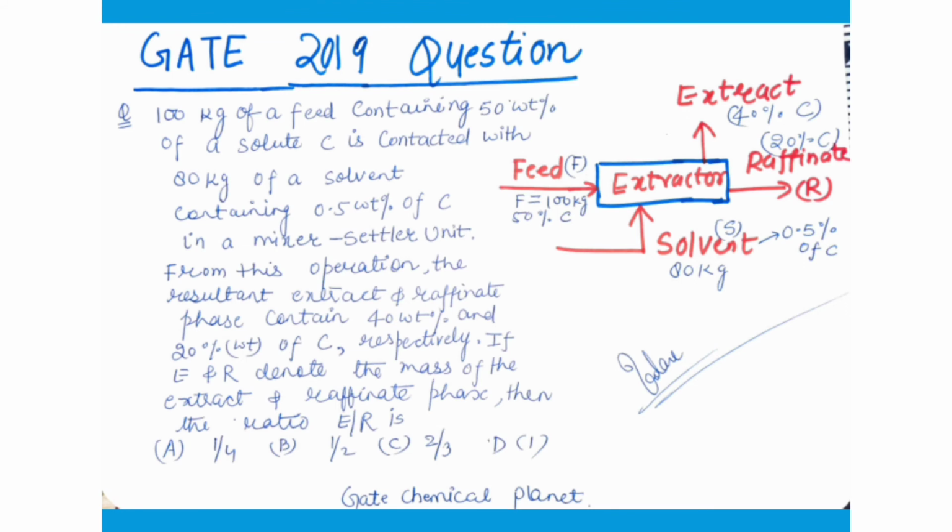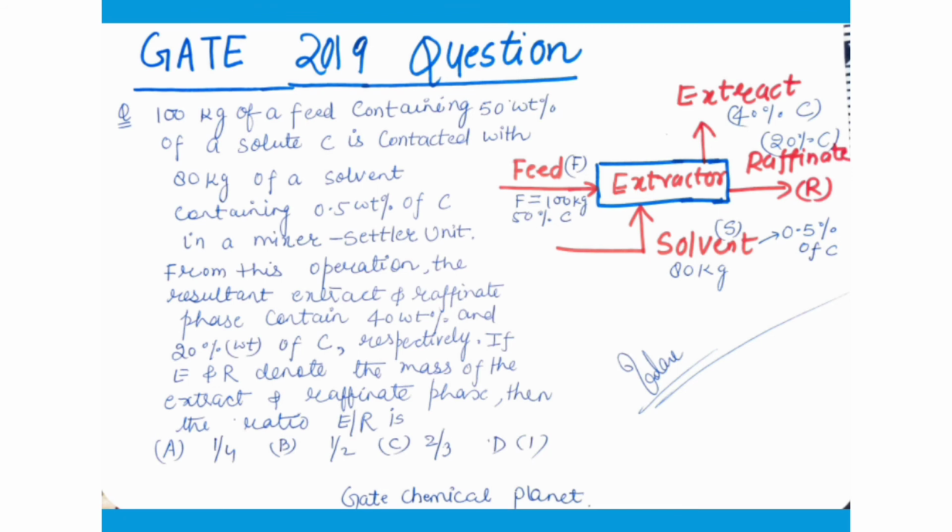From this operation, the resultant extract and raffinate phase contain 40 weight% and 20 weight% of C, respectively. If capital E and R denote the mass of the extract and the raffinate phase, then the ratio of E by R is? Four options were given: 1 by 4, 1 by 2, 2 by 3, and D.